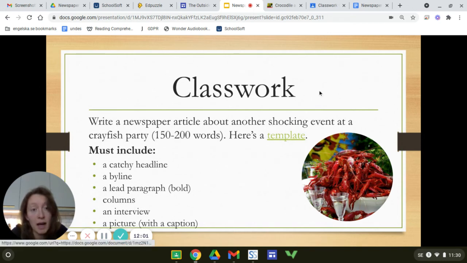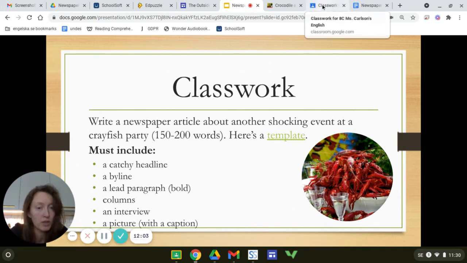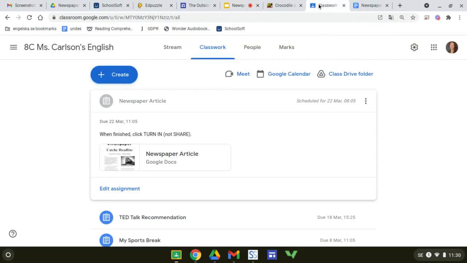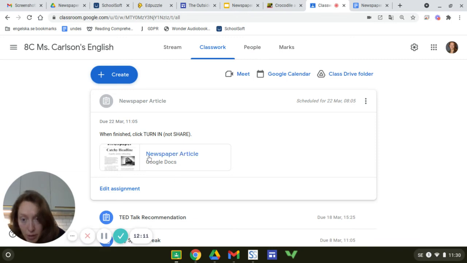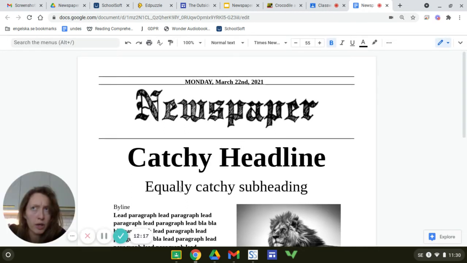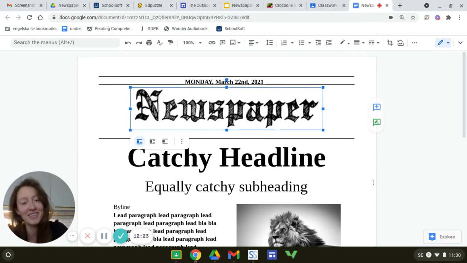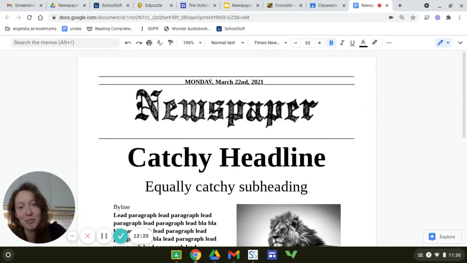Here's a template I made for you. Well, actually, okay, so first, you'll go to Google Classroom. You won't see this because this is the teacher's view, but here's the template I made for you. Newspaper article. And I made you a copy. So your newspaper is called Newspaper. Creative, I know. And I put the date up there for you.